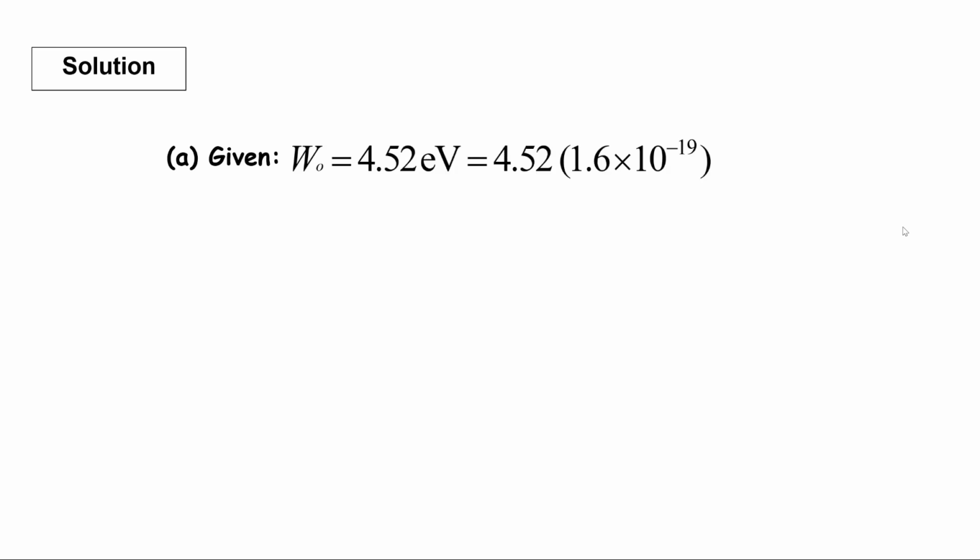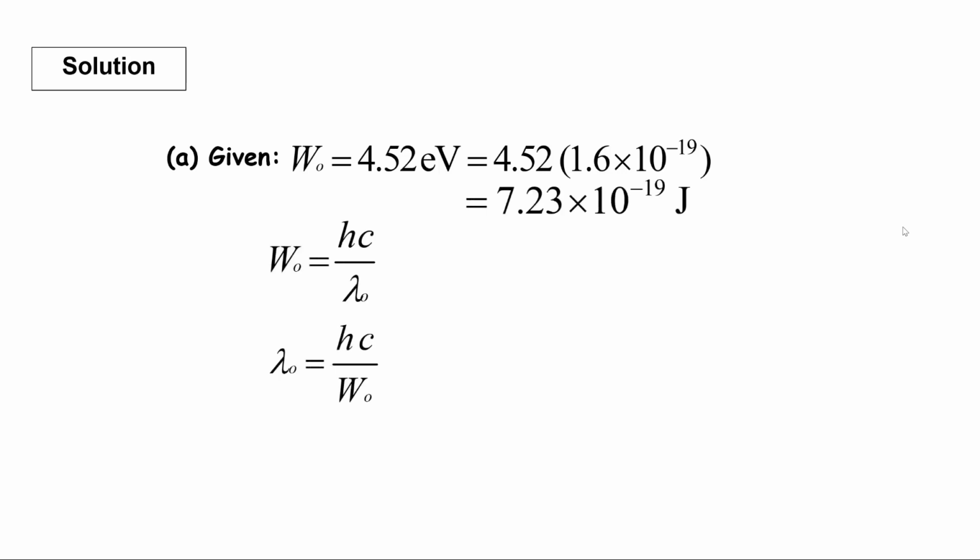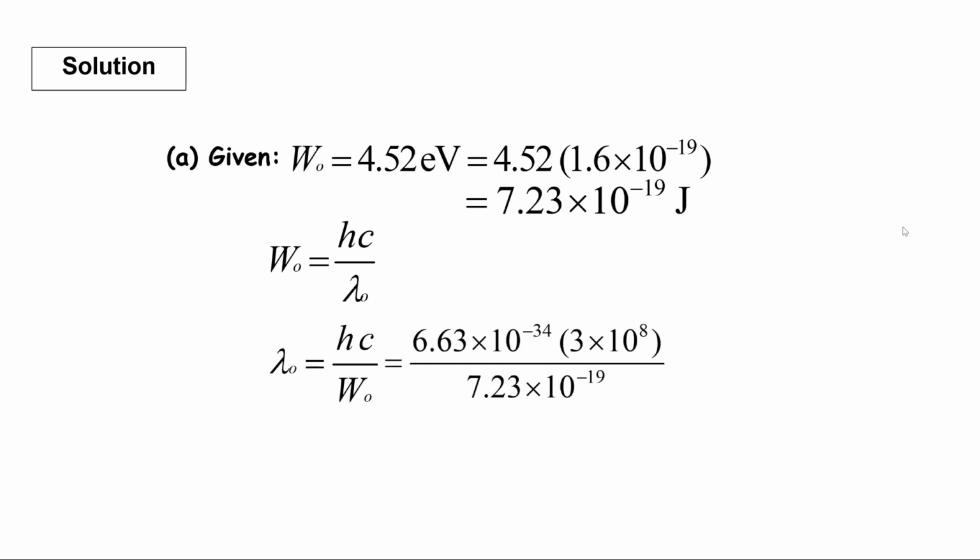In order to get the threshold wavelength, we have to change the value of work function from eV to joule. From here, we use work function equals hc over lambda. h is the Planck's constant, c is the speed of light, and then we divide it by 7.23 times 10 to the power of negative 19 joule. And the final answer is 2.75 times 10 to the power of negative 7 meters.